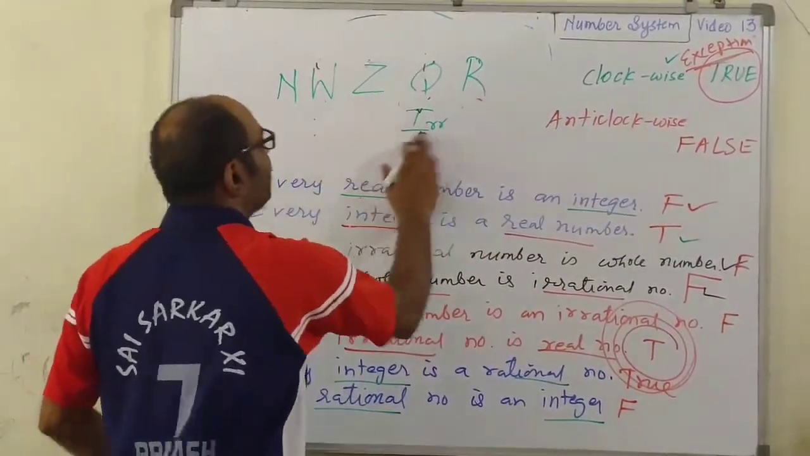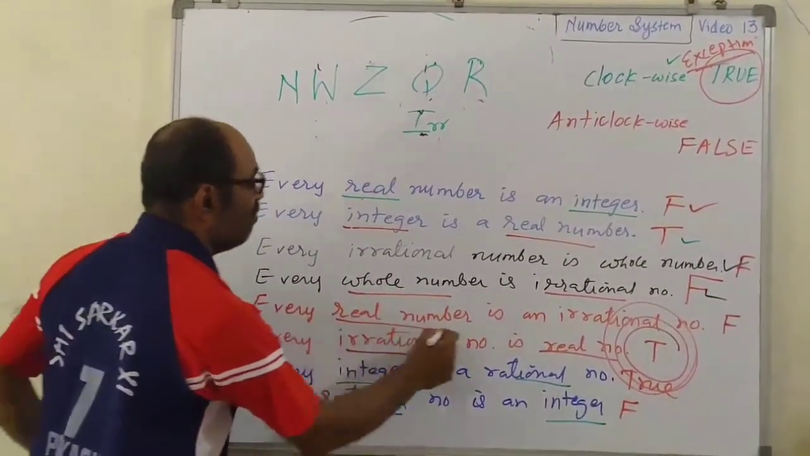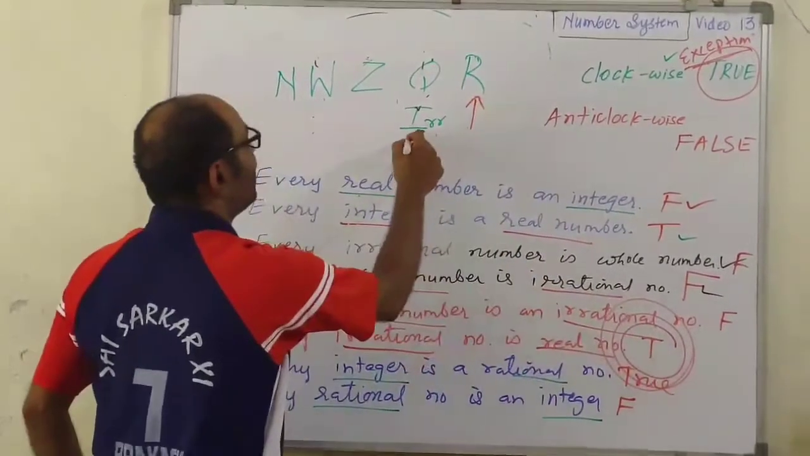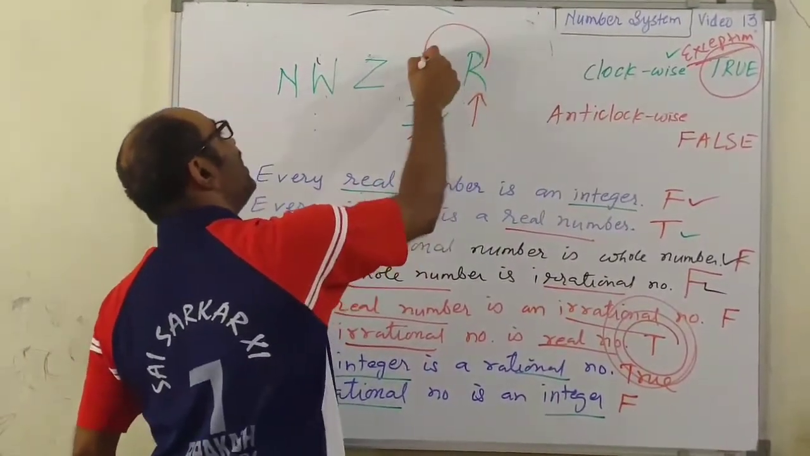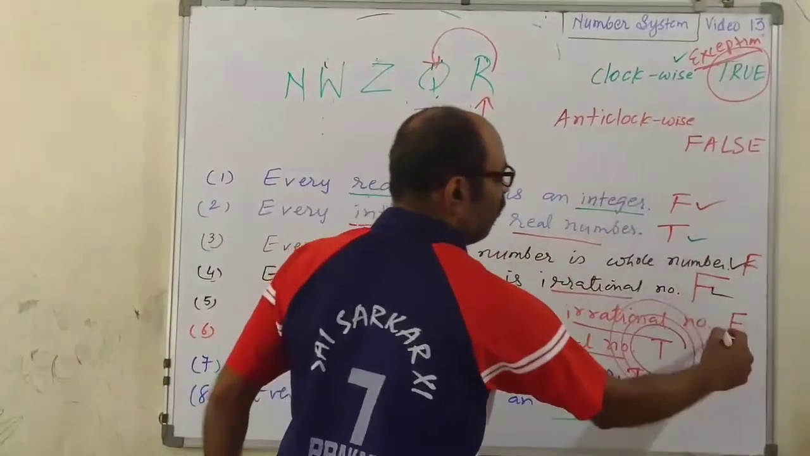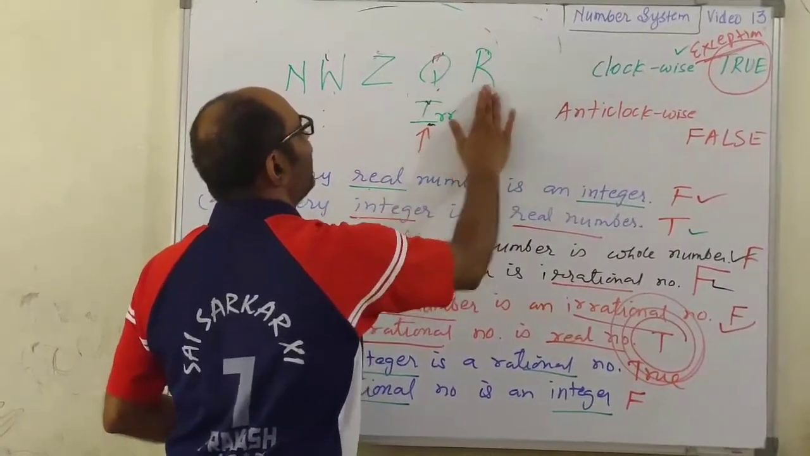Let's see the next statement now. Every real number is irrational. Irrational is here. Real is irrational. Anti-clockwise. False. Right? Let's see the next statement now.